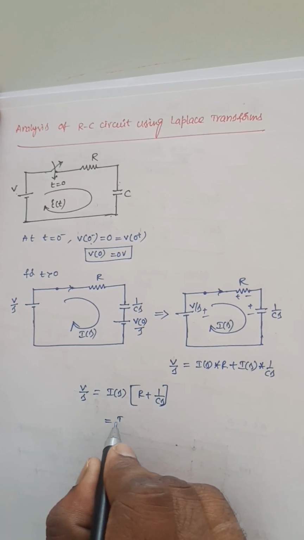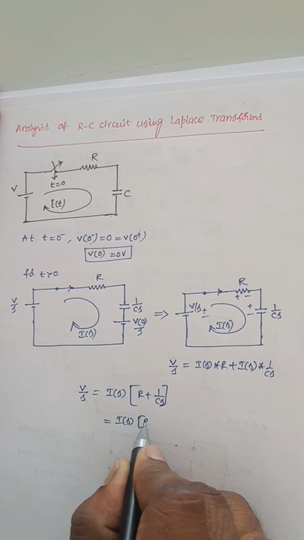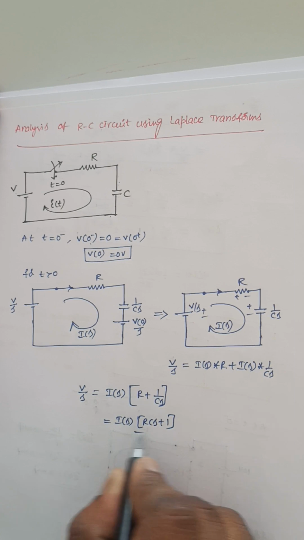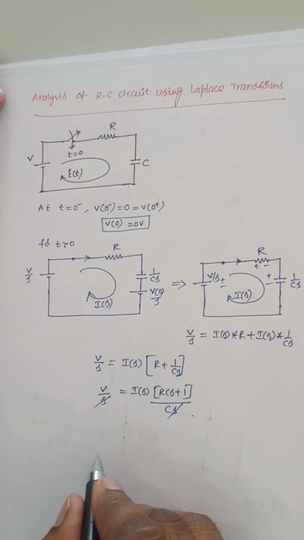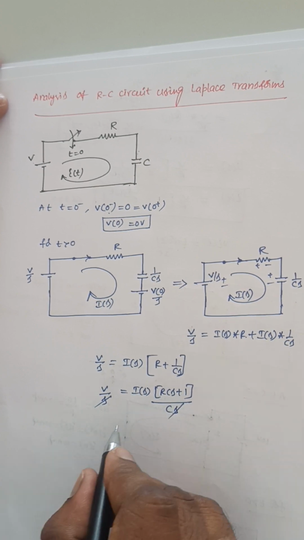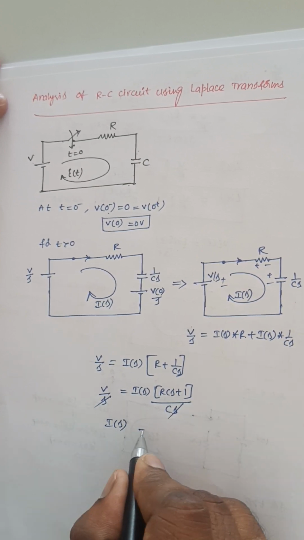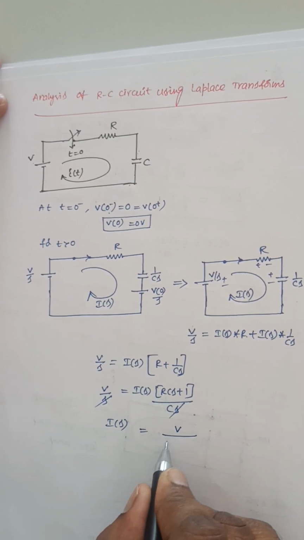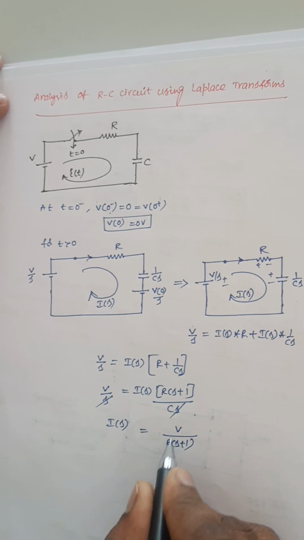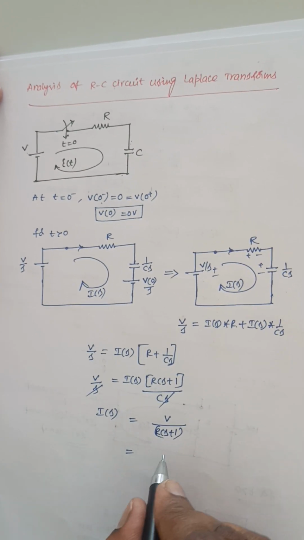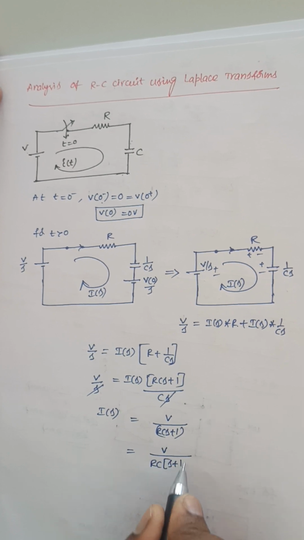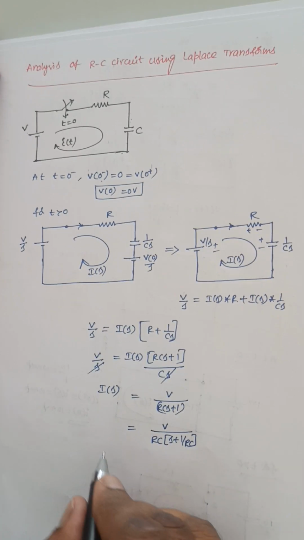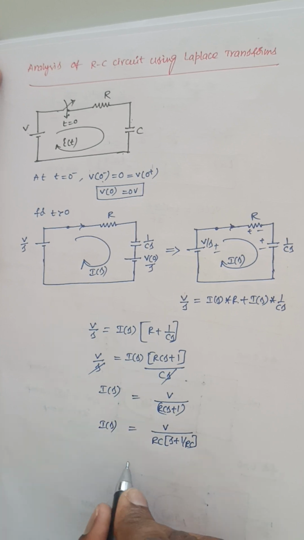that is equal to I of S into RCS plus 1 divided by Cs, that is equal to V by S. This S and this S will get cancelled here. Now I of S from this is equal to V divided by RCS plus 1. Now take RC as common here, so V divided by RC into S plus 1 by RC. This is I of S.